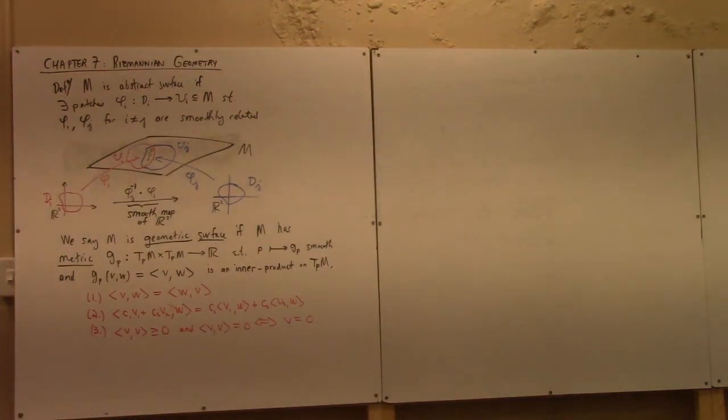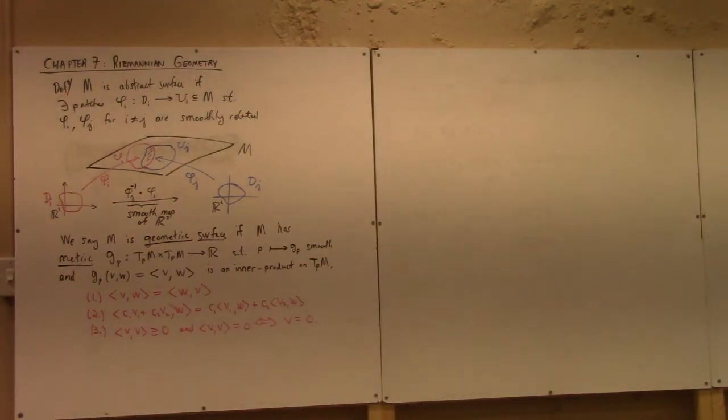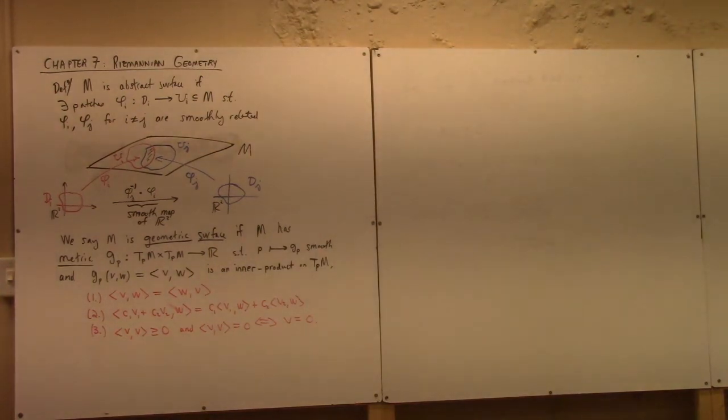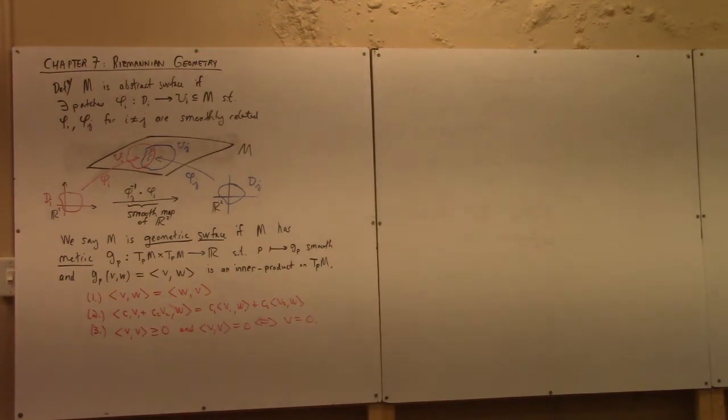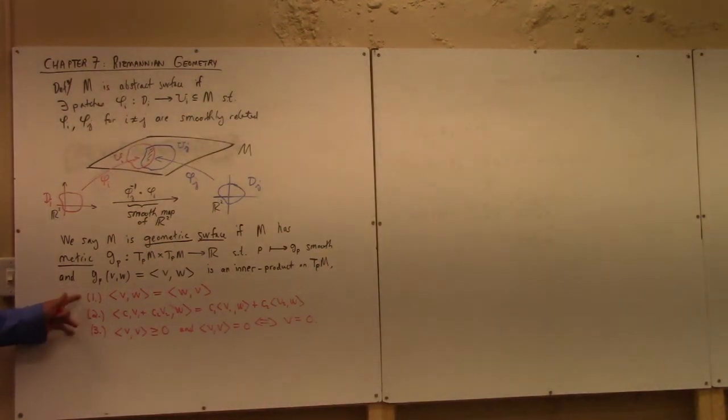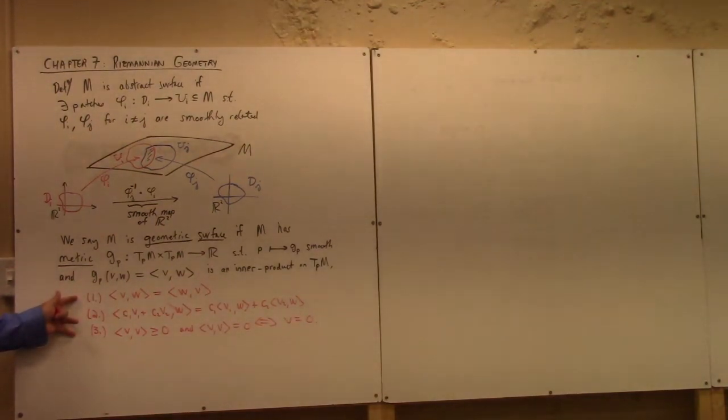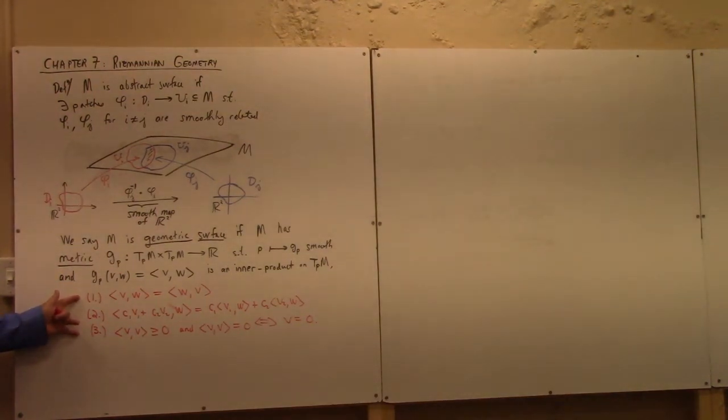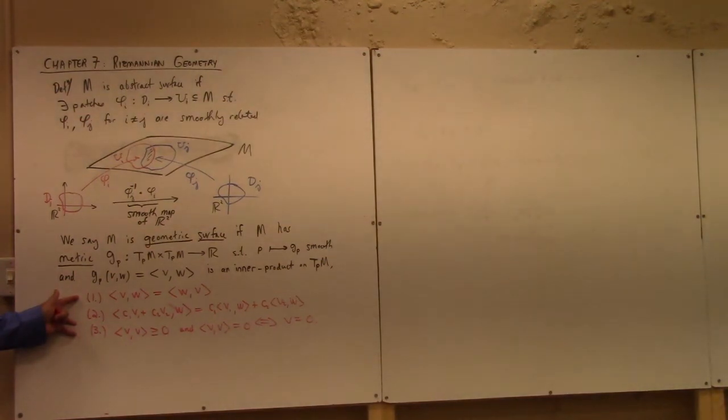So a surface paired with a metric is called a geometric surface. All right. And I say these requirements give us what's called a Riemannian geometry. If you replace 1 and 3, you can replace them in different ways to get other kinds of geometry. For example, in symplectic geometry, sometimes you look at an inner product which is not symmetric, it's antisymmetric.